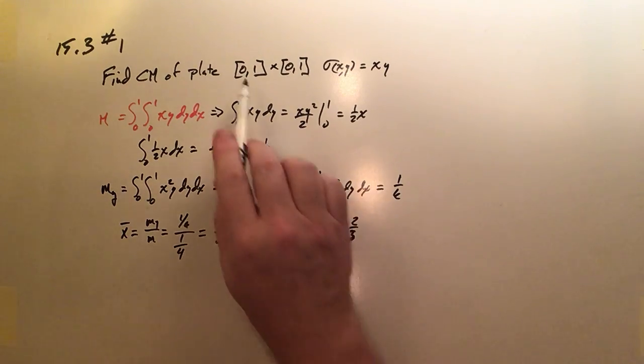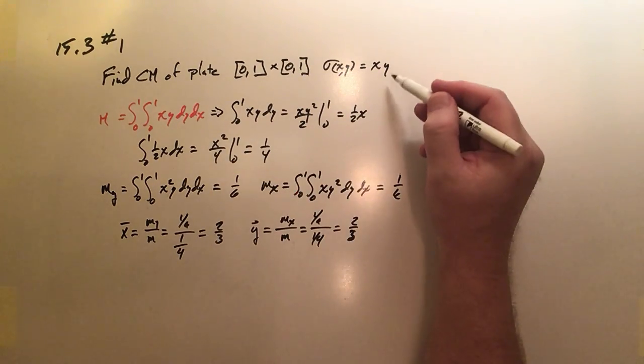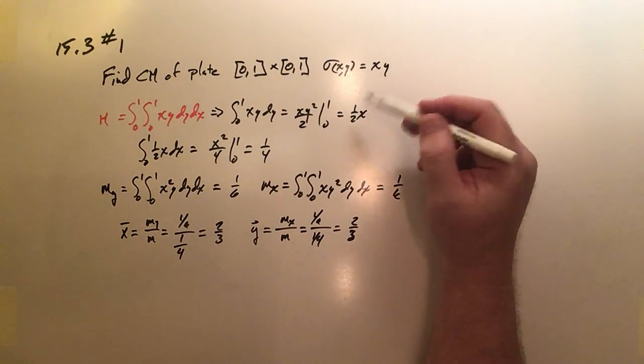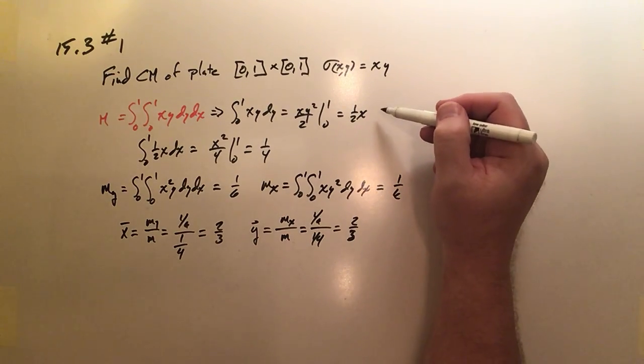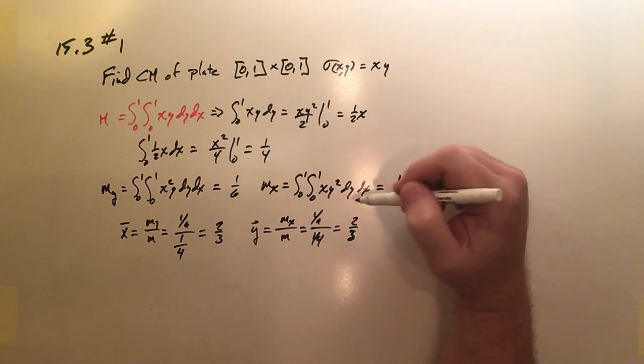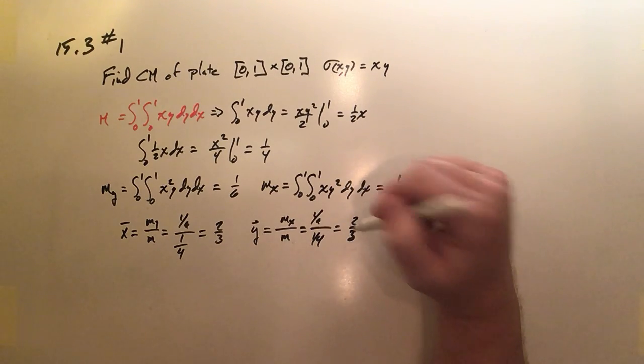So this shape, which is basically a rectangle, just has this strange variable density which increases as we move across and up, and that means 2/3 will be the center of mass.